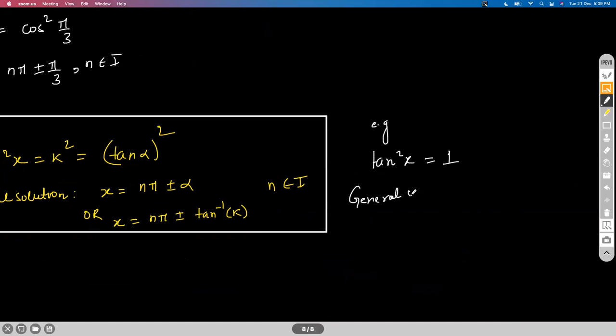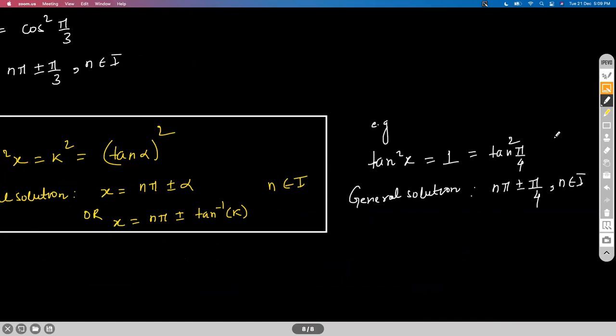Sometimes they will not say the word general solution. Sometimes they will just say the word solve. Solve this equation. So whenever you have a trigonometric equation and they have used the word solve, it is as good as asking you for the general solution. Yeah, please write it down. Absolutely right, Satyam. So it's n pi plus minus pi by 4, n being integer, because 1 is as good as tan pi by 4 the whole square.